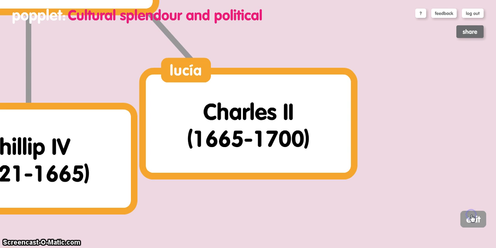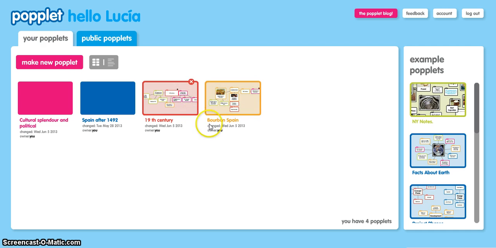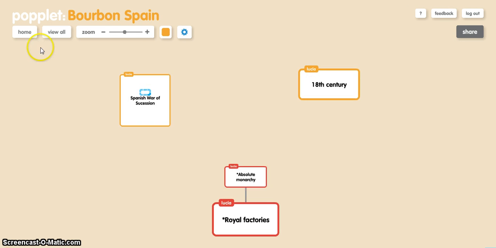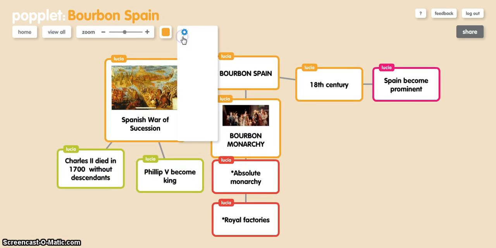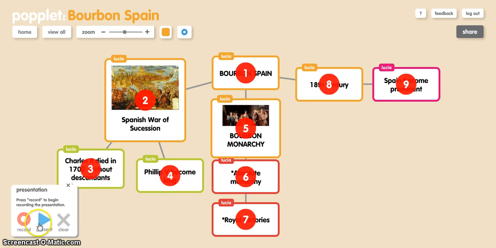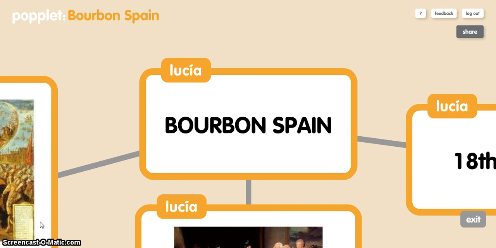Okay, this is the second pamphlet. I go with the third. That is Bourbon Spain.